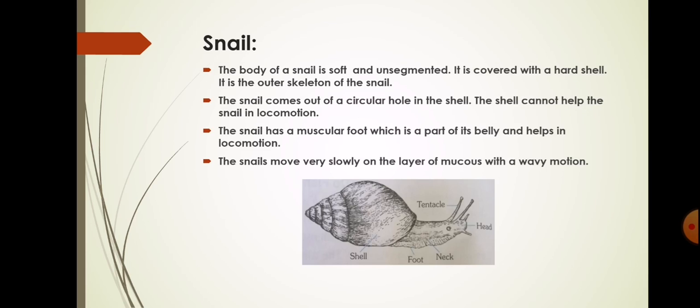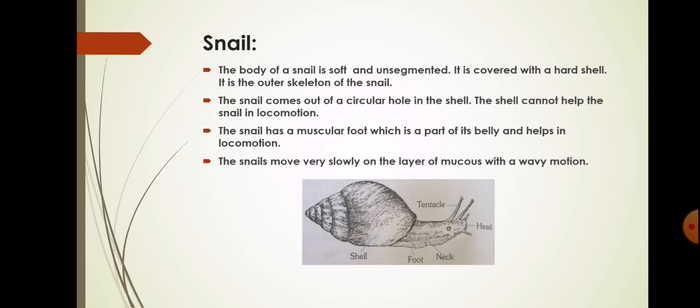Next we will discuss the snail. As you know, the body of the snail is covered with a hard shell. That means we can say that the snail is an exoskeleton animal. The snail has a soft, unsegmented body. They do not have segments on their body. If you talk about the earthworm, it has segments.